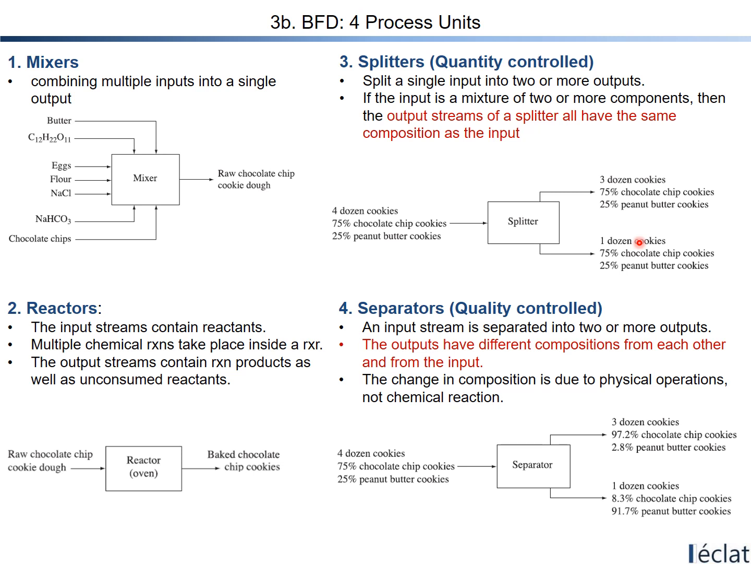And also, you should concentrate on the composition. So the composition of the first stream is 75 to 25%. How about the second output stream? 75, 25. So both of the output streams' compositions are the same as the composition of the input stream. So the splitter didn't touch the compositions.